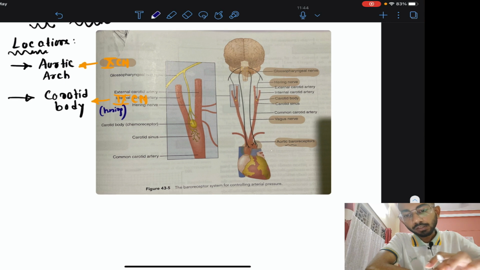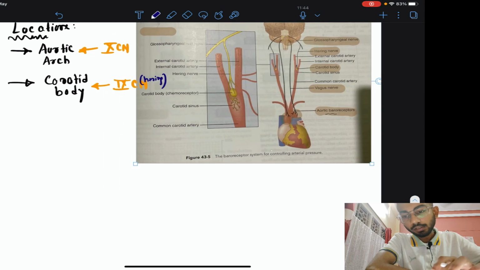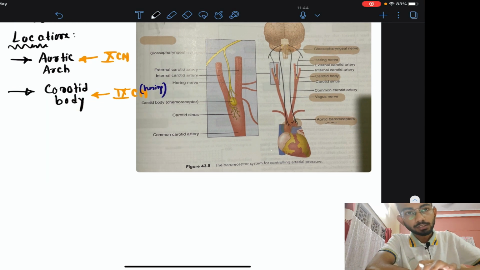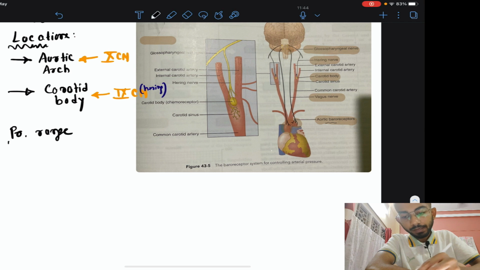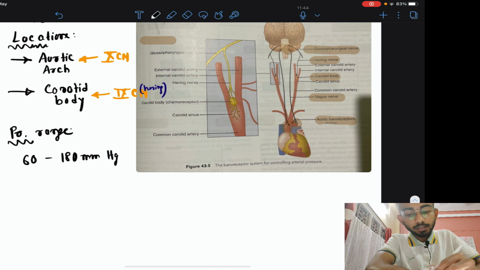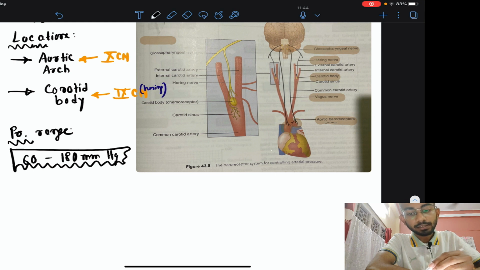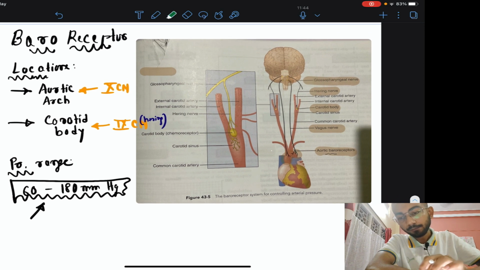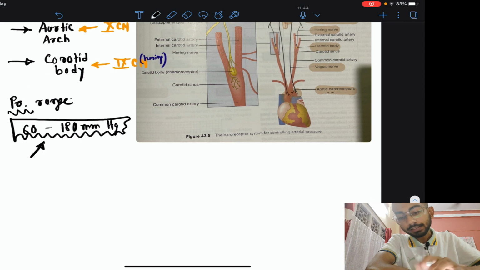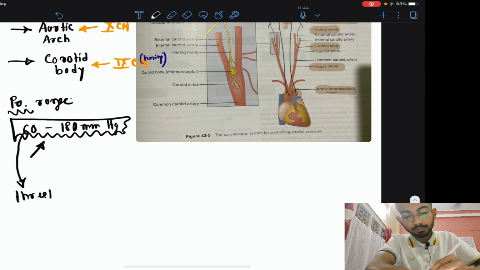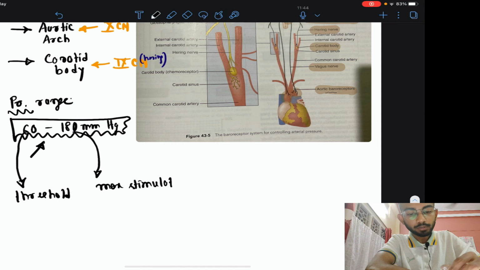Okay guys, now let us see the pressure range at which these baroreceptors work. The pressure range is from 60 millimeter of mercury to 180 millimeter of mercury. Therefore, if the mean arterial blood pressure is in the range of 60 to 180 millimeter of mercury, only then the baroreceptors can act. All right. So 60 millimeter of mercury acts as what? Acts as the threshold for baroreceptors, and 180 millimeter of mercury is the maximum stimulation of the baroreceptors.